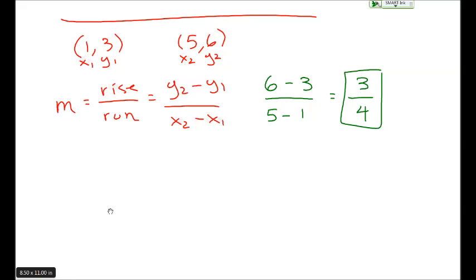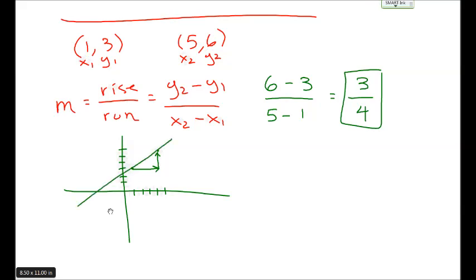So again, let me draw a picture of that. For every 4 that it goes horizontally, it'll go up 3. And that's the slope of the line. Now, another way to think of the slope is as a unit rate, meaning for each 1 you go over, you'll go up 3/4. You'll go over 1, up 3/4, and that has the exact same effect, because if you do that 4 times, you'll go up 3 in total.